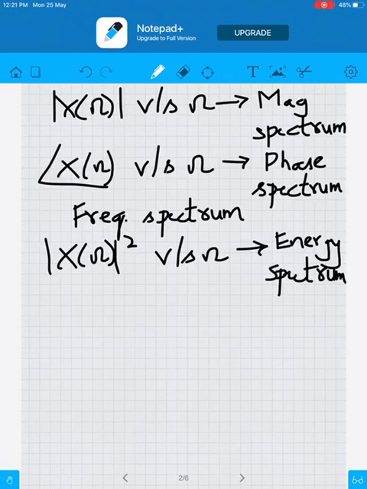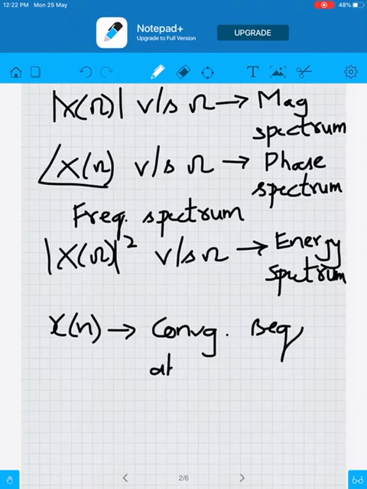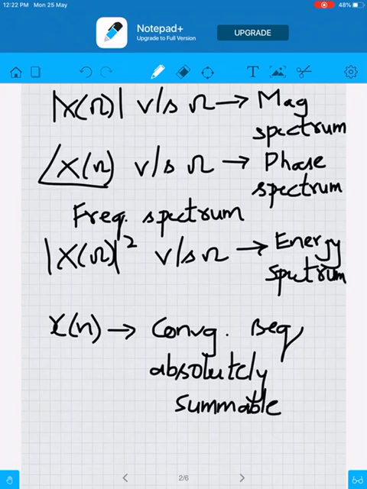The other condition that has to be taken care of is that the discrete time non-periodic signal x of n should be a converging sequence, or it should be absolutely summable. Only if it is absolutely summable or converging can I apply discrete time Fourier transform on x of n. Otherwise, if it is a diverging sequence or if I cannot sum it and don't get a finite number, then I cannot apply discrete time Fourier transform on x of n.